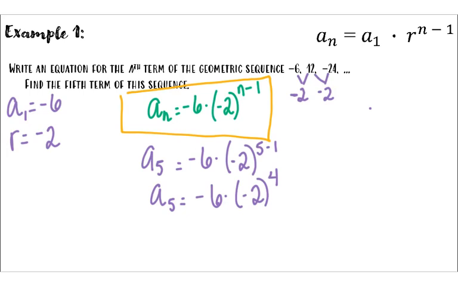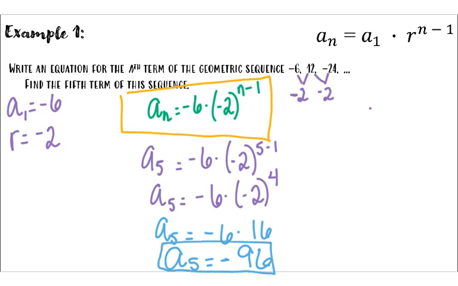So a sub 5 is equal to -6 times -2 to the 4th power, which gives you 16. And then lastly, -6 times a positive 16. So the 5th number in this sequence is -96. And we could have figured that out by simply following the pattern and multiplying down. So we can check our answer like that.